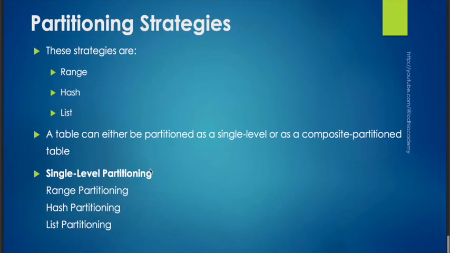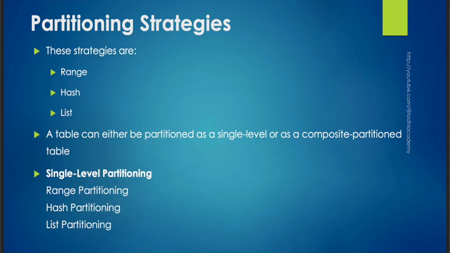Partitioning strategies. Oracle partitioning offers three fundamental data distribution methods as basic partitioning strategies that control how data is placed into individual partitions. These strategies are range, hash, and list. Using these data distribution methods, a table can either be partitioned as a single level or as a composite partitioned table. Each partitioning strategy has different advantages and design considerations. Thus, each strategy is more appropriate for a particular situation.